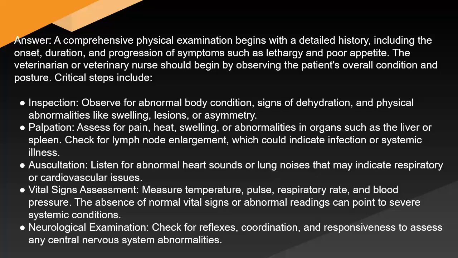Critical steps include inspection: observe for abnormal body condition, signs of dehydration, and physical abnormalities like swelling, lesions, or asymmetry. Palpation: assess for pain, heat, swelling, or abnormalities in organs such as the liver or spleen. Check for lymph node enlargement, which could indicate infection or systemic illness. Auscultation: listen for abnormal heart sounds or lung noises that may indicate respiratory or cardiovascular issues.